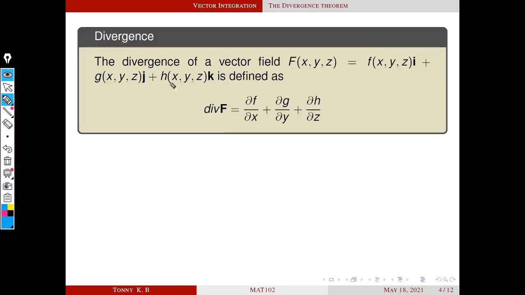We know what divergence is. Divergence of a vector field F(x, y, z) equal to f i plus g j plus h k is defined like this, and it is denoted by div F: dou f by dou x plus dou g by dou y plus dou h by dou z.